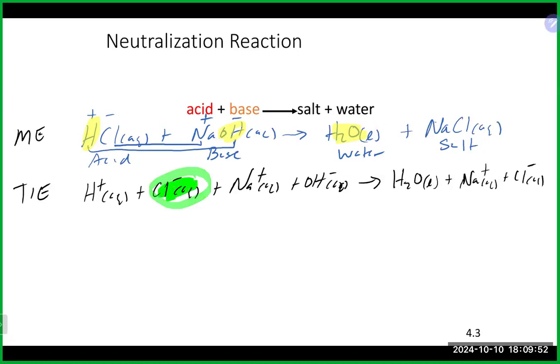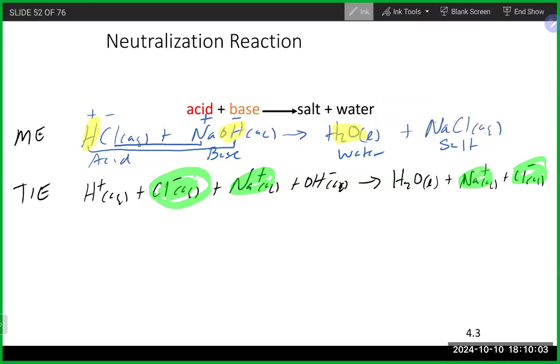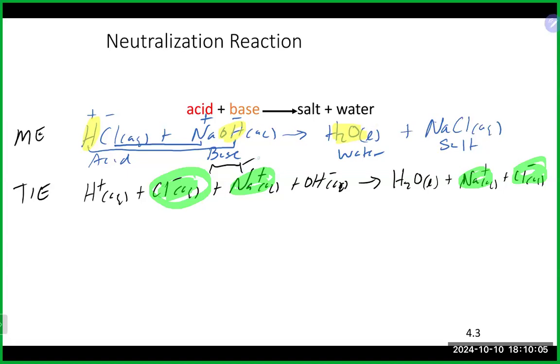We can also look like normal in our total ionic equation for our spectator ions. I got a chloride there, I got a chloride there. Got a sodium there and a sodium there. Those are our spectator ions like normal. And just like normal, we will cancel those guys out.